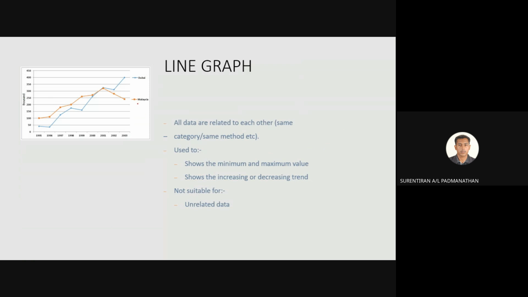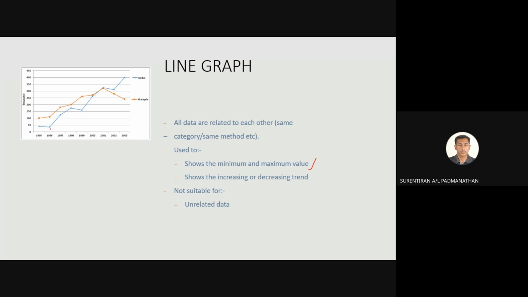Then we have a line graph. For line graphs, we have x and y axes, right? We have some values for the x axis and some values for the y axis, and all data are related to each other. So we have two different categories, right? Here we have one category and another category here, used to show the minimum and maximum values. From here we can see what are the minimum and maximum values that can be achieved.